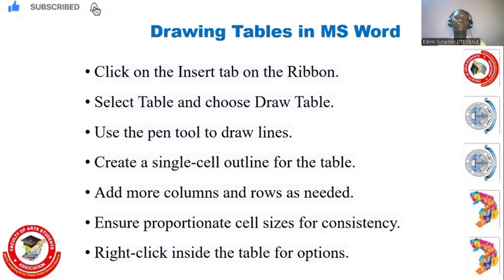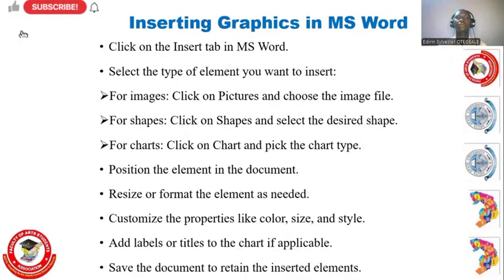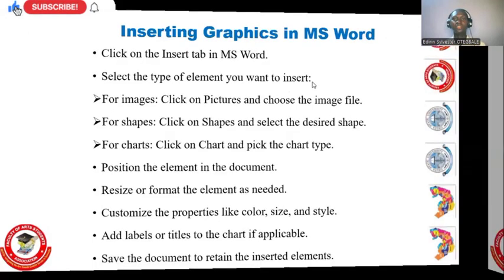How do we draw tables? You go to your insert on the ribbon, you choose draw table, you use the pen. I'm going to demonstrate all this in the next video in a particular section of our live class. And those of you who were there, you can always go back for more. And then we add more columns and rows, and these are the processes of creating tables in MS Word. Now, we can insert graphics. Yes, we can insert pictures, you can insert shapes. You go to insert, you choose the one you want to pick, you position the element itself, resize it, customize it, you can add your labels, and then you can save the document. I will demonstrate all this in the practical section.